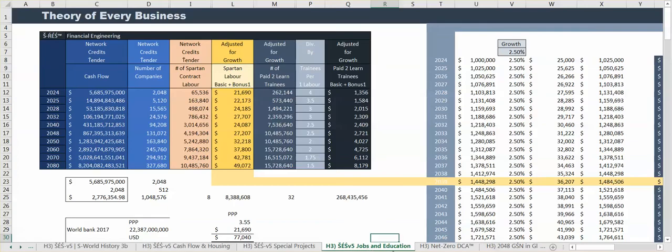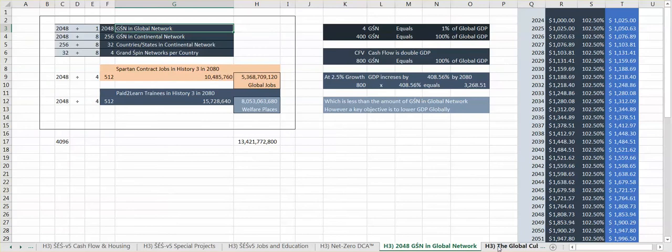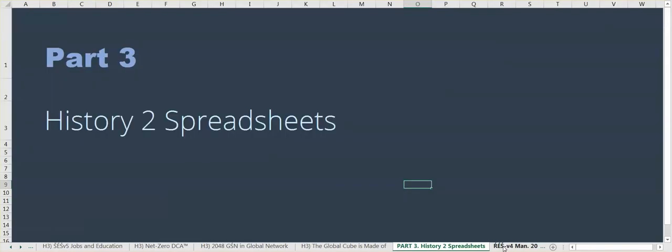Okay, so jobs and education, we've seen that. We've already looked at this. This is the setup of the companies. What is this? Is this telling us anything useful? No, this is just working out some technical points, as is this.